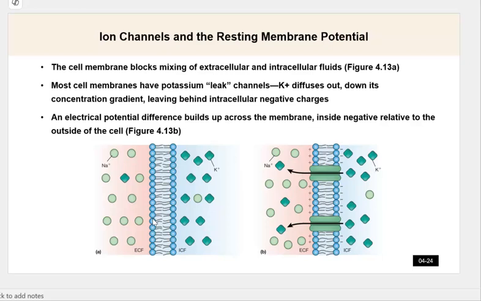So A on this picture refers to if fluids with this composition are separated by a solid membrane, no ion movement will occur. So on the left, nothing's happening, it's solid. But then if you go to the right, if potassium channels are inserted in the membrane, potassium will move from intracellular to extracellular down a concentration gradient, and that would generate a membrane potential difference. So the inside would be negative with respect to the outside. This is a great illustration of the resting membrane potential and how that looks.